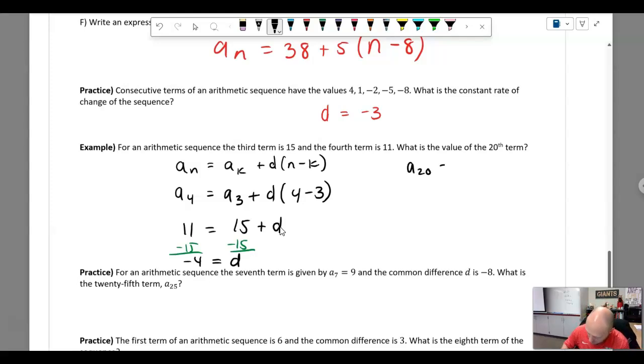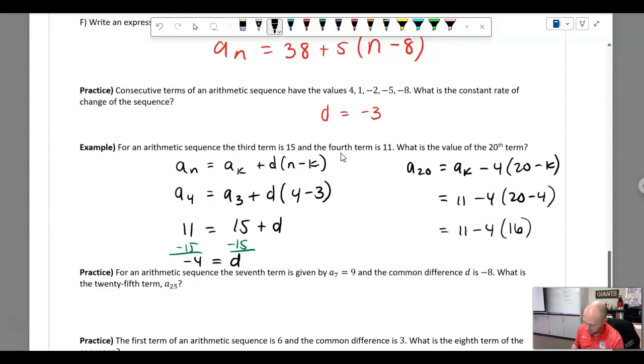Well, a sub 20 is going to be equal to a sub k, I can pick any term I want, plus my common difference, which is negative 4, times 20 minus k. And usually what I do is I start at the closest point. So if my fourth term's 11, I'm going to start at 11. 11 minus 4, how many times? Well, 20 minus the fourth term, so I'm going to take away 4. So I get 11 minus 4 times 16. And so we get 11 minus 64, which gives us negative 53.